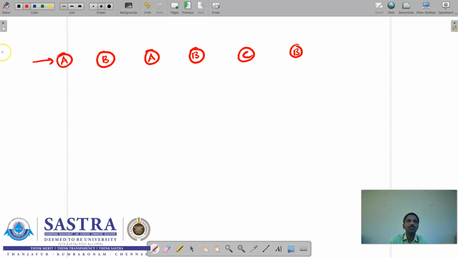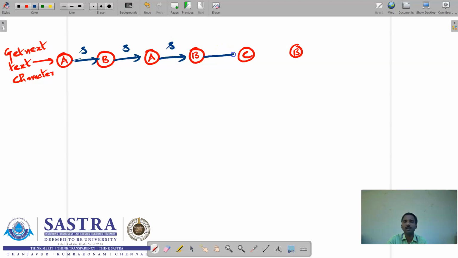Initially, we need to use the node to get the next text character. Then mark the successful links here. A to B, successful link. B to A, successful link. A to B, successful link. B to C, successful link. C to B, successful link. B to star, successful link.